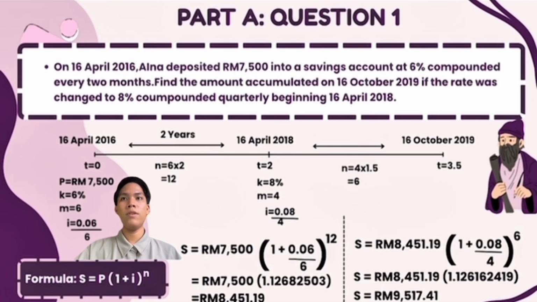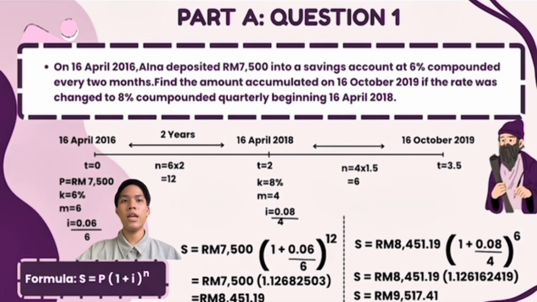P equals RM 7,500, K equals 6%, M equals 6, I equals 0.06 over 6. N equals 6 times 2 equals 12. For 16 April 2018, K equals 8%, M equals 4, I equals 0.08 over 4. The formula used is S equals P times (1 plus I) to the power of N. The solution is S equals RM 7,500 times (1 plus 0.06 over 6) to the power of 12.